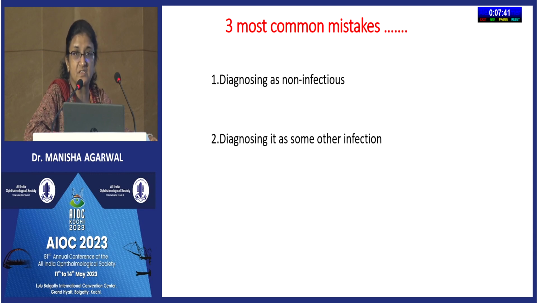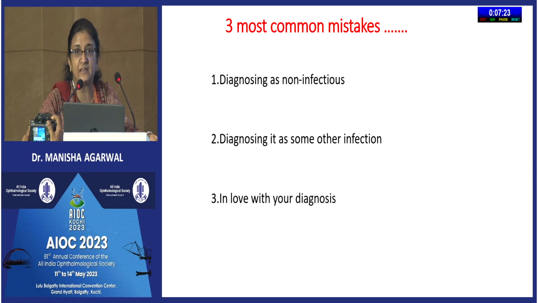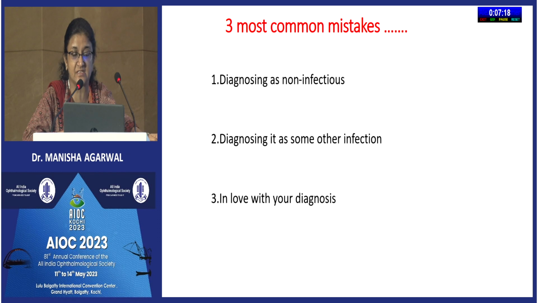We can diagnose it as some other infection. So we've reached one step further, where we were sure that we were dealing with infectious uveitis, but we diagnose it as one infection, though it turns out to be another one. And then, last but not the least, when you fall in love with your diagnosis. So we fall in love with our girlfriend and boyfriend, but here we are falling in love with our diagnosis and we are stuck with it, not ready to revise it. So let me give you three very interesting clinical examples, which are going to justify where I'm coming from.